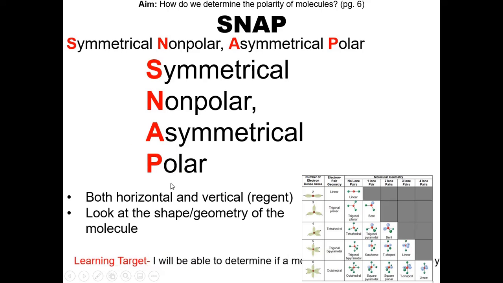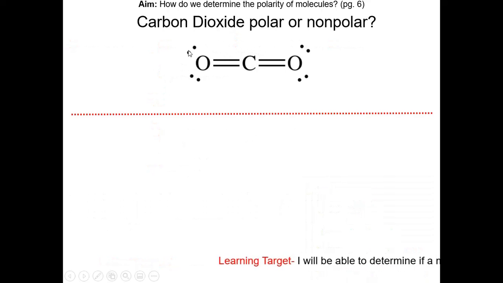To determine if a molecule has symmetry, there's two ways to do it. On the regents, you can check if the molecule has both horizontal and vertical symmetry. The better way to do it is to look at the shape and geometry and check if the dipoles cancel out. Let's do a couple examples. Let's look at carbon dioxide. Is this molecule polar or nonpolar? So I'm going to use the two methods.